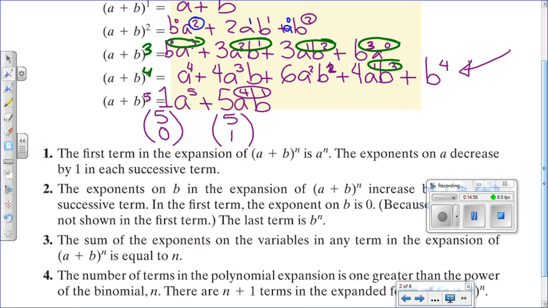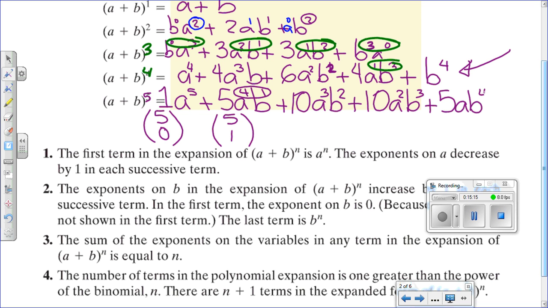So then the next one, 10, and then it will be a to the power 3, a cubed plus b squared. And then we need another 10, a squared plus b cubed. And then, sorry, 5, 5ab to the 4. So you guys see how the a goes down 1 degree and the b goes up. And then the last one will be 1, a to the 0, b to the 5th.